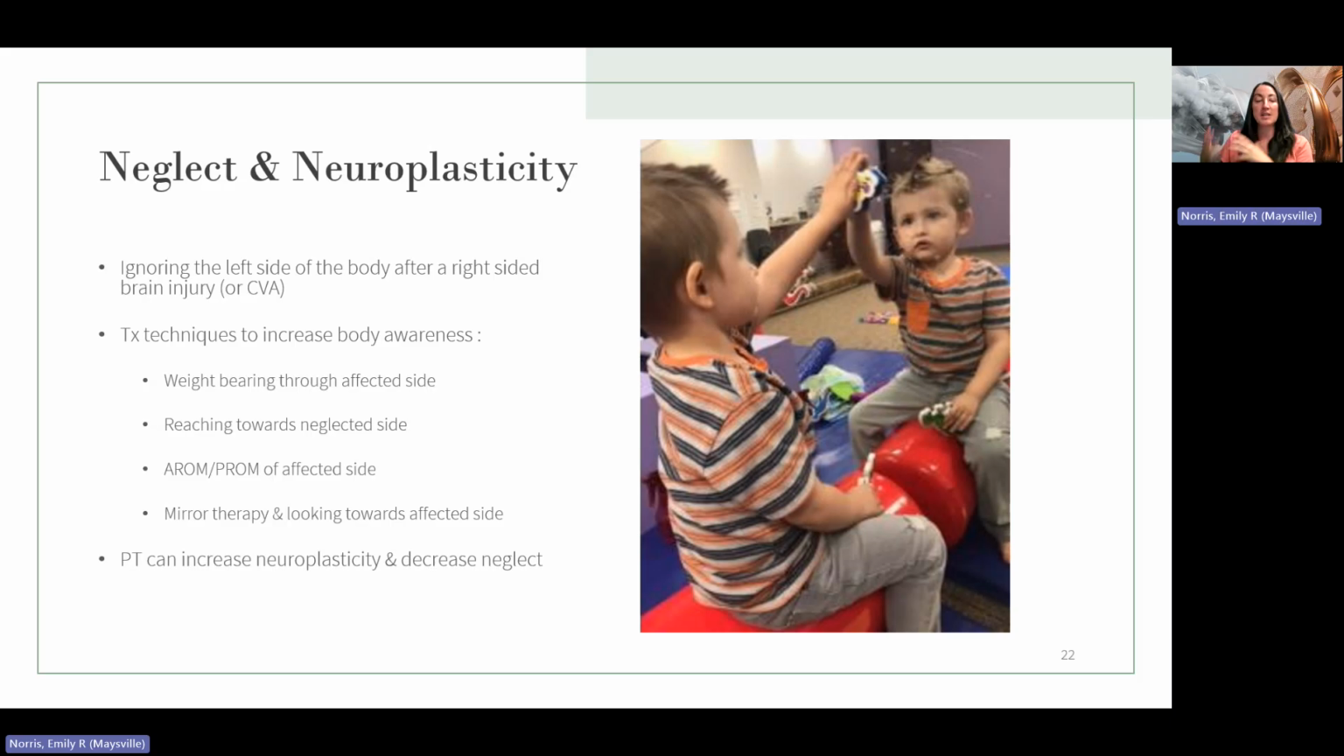So almost always when somebody has neglect on one side, I try to put a mirror in front of them while we're doing balance training or while we're doing specific tasks to try to increase their awareness of that side. And the more they are aware of it and see it and feel it, they may even rub on that side with the unaffected while they're looking at it, the more their brain actually acknowledges that side and begins to repair and regenerate so that they can increase the use of that side. So physical therapy can increase your neuroplasticity and decrease the effects of that neglect.